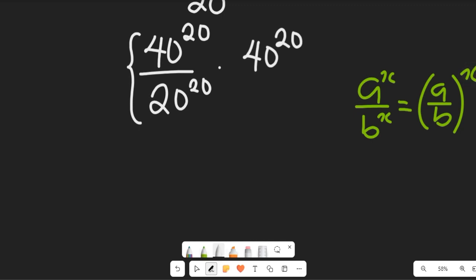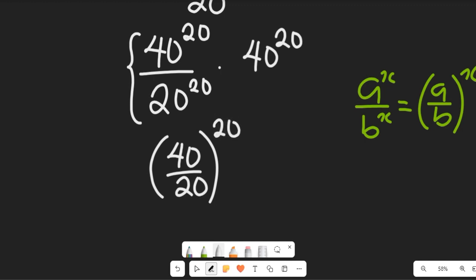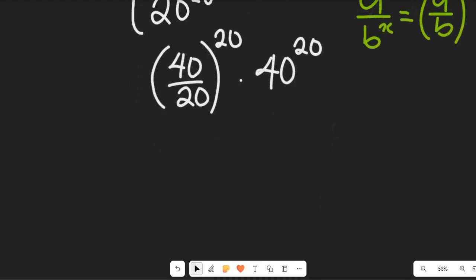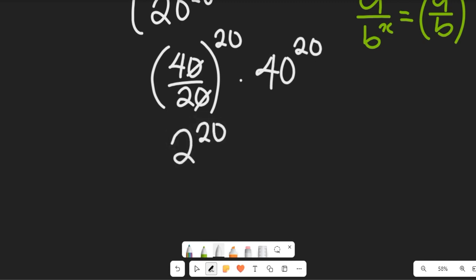So that expression will simply give me 40 divided by 20 all to the power of 20, and this will be multiplied by 40 to the power of 20. Great. Now if we simplify this, 40 divided by 20 will give us 2 to the power of 20, right, multiplied by 40 to the power of 20.